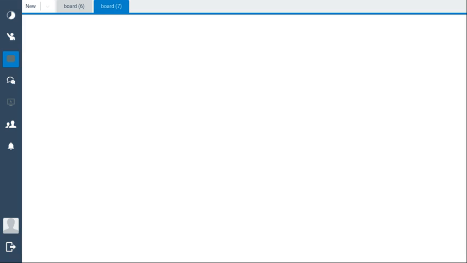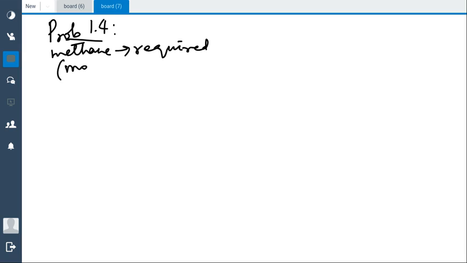Our next question is problem 1.4 in the book. Now, what is this? How many moles of methane are required to produce 22 grams of carbon dioxide after combustion? Okay, we have to find the number of moles of methane required to produce 22 grams of carbon dioxide.